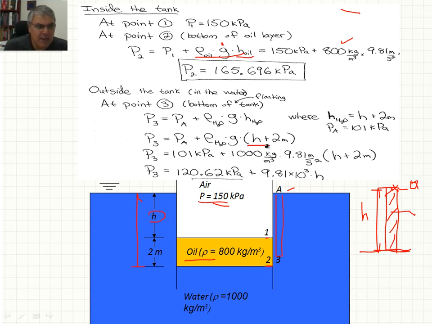So this would be h plus 2 multiplied by g and multiplied by rho of water, which is 1,000 kilogram per cubic meter. To that, we're going to add the pressure at point A, which is the atmospheric pressure. The assumption here is that P sub A is the atmospheric pressure. It's 101 kilopascal or 101 kilonewton per meter squared. That's the definition of Pascal, Newton per meter squared. So that's really what's involved here.